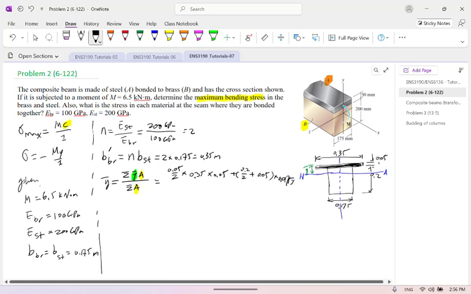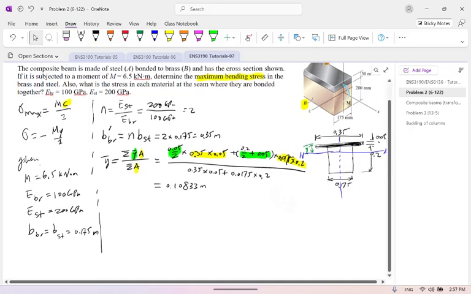width times the height of this thing. I use color to show you, okay? This is the area, this is the area. This one is the y bar for each of these things. So then the summation here is 0.35 times 0.05 plus 0.175 times 0.2. Based on this, we can work out 0.10833 meters.